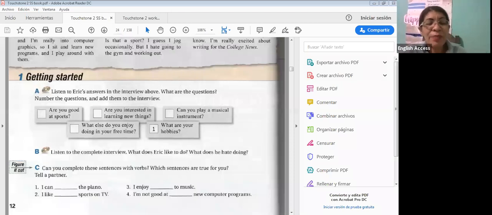Okay, guys, well, now let's move to page number 12 in your student book. Let's do exercise C. Here it says, can you complete these sentences with verbs? Which sentences are true for you? Okay, so let's do exercise C, please.